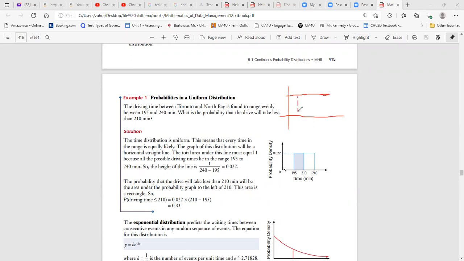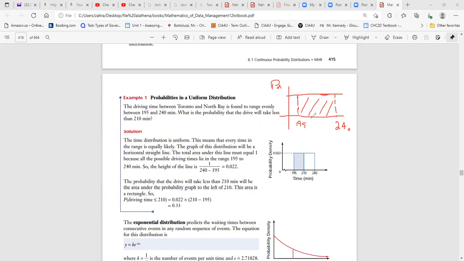So between 195 and 240, this is the total distribution that you have. You know the area under that should be 1, right? From 195 to 240, this area is the probability distribution. This area needs to be 1. The total probability will add to 1. So I need to find this height.